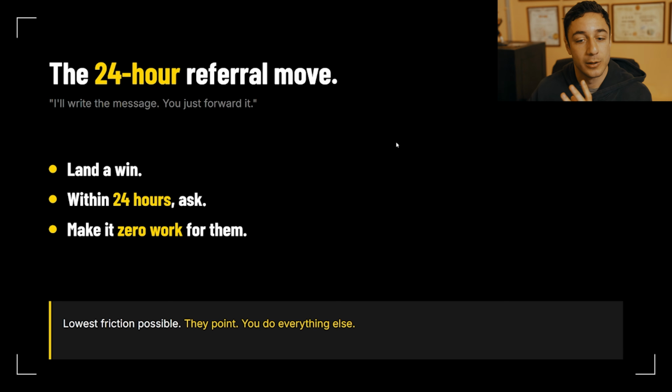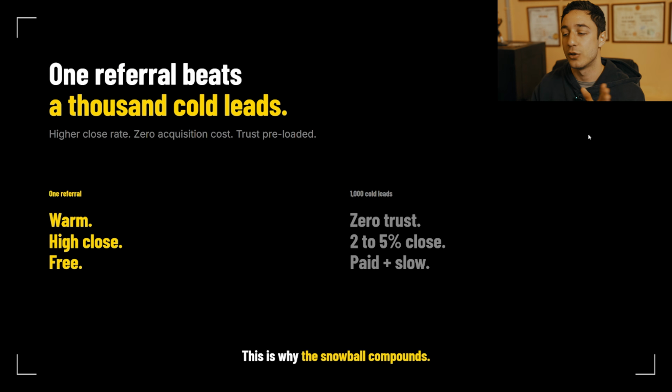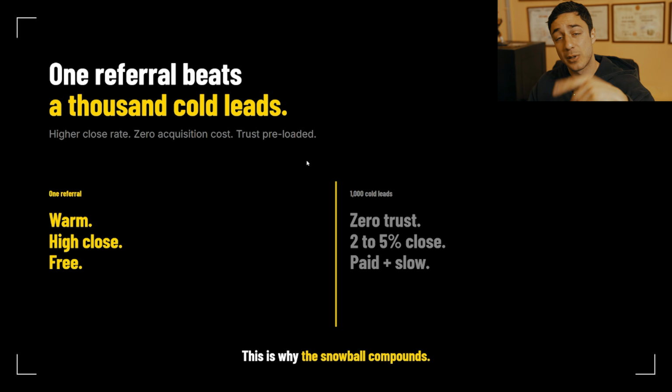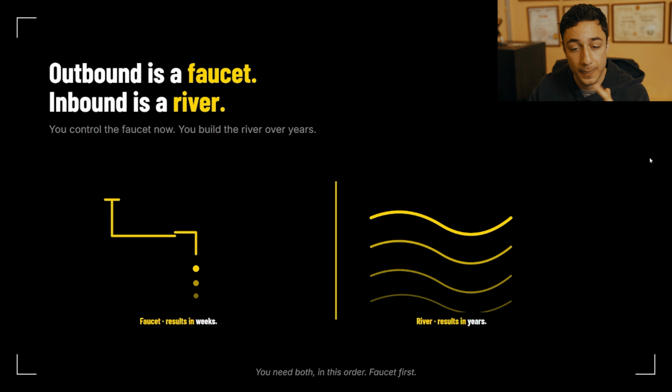I usually do this within what I call a 24-hour referral move. You literally write the message for them and you just ask them to forward it. Land the win, then within 24 hours ask, and make it zero work for them such that they just click send and that's it. Lowest friction possible: they point, you do everything else. And one referral beats 1,000 cold leads any day of the week. You're going to have a higher close rate, zero acquisition cost, and the trust is going to come preloaded. The person who referred is also going to feel even better and be more likely to refer again, okay?